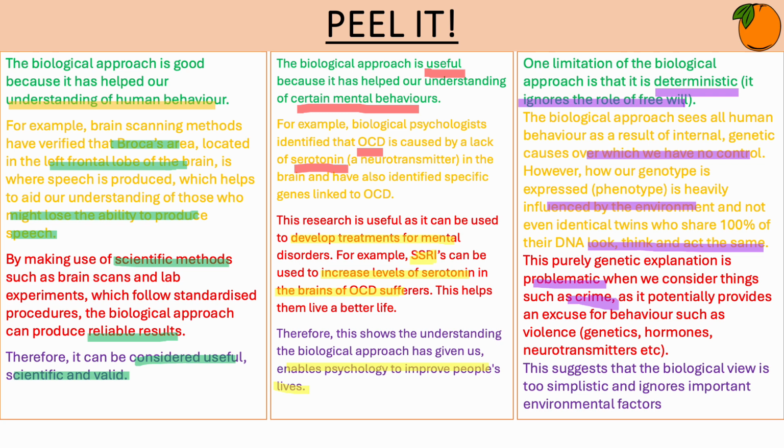For example, women who suffer with premenstrual tension, the fluctuation in hormones, etc. That can often be used as an excuse for aggressive or violent behaviour. And the same with criminals. It potentially provides them with an excuse for violent behaviours because they could blame it on their genetics or brain damage, etc., which means they're no longer in control of their behaviour. And whether that's ethical or not is a massive drawback of this biological approach, by pinpointing excuses for bad behaviours. This suggests that the biological view is too simplistic and it ignores crucial or important environmental factors.